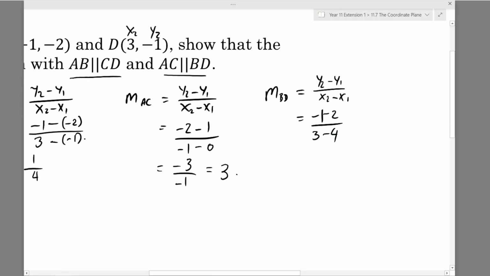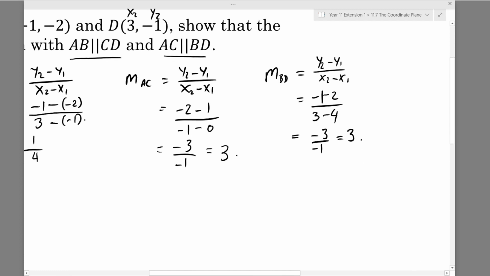So move this guy down a bit. So we've got minus 1 minus 2, which is equal to negative 3, over 3 minus 4, which is negative 1. So therefore, that is equal to 3 as well, which is the same as before. So therefore, AC is parallel to BD.